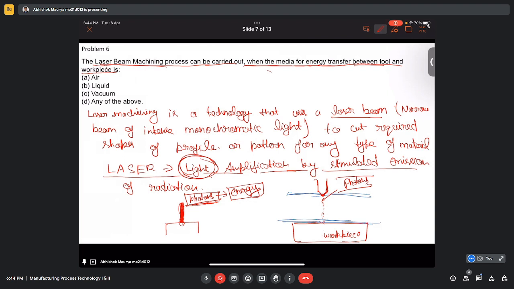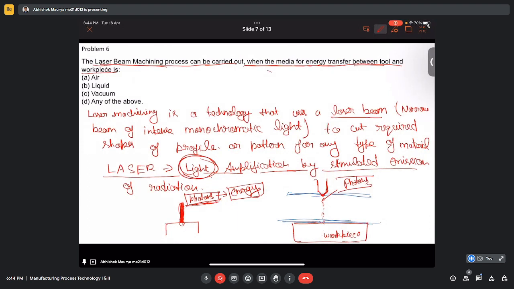Actually, photons can travel without a medium also. They don't require any medium. So they can travel in the air as well as into the liquid. And if there is no medium, then also it can travel. You have seen the sunlight coming from space where there is no medium. It is reaching the earth. So they are nothing, they are just photons.